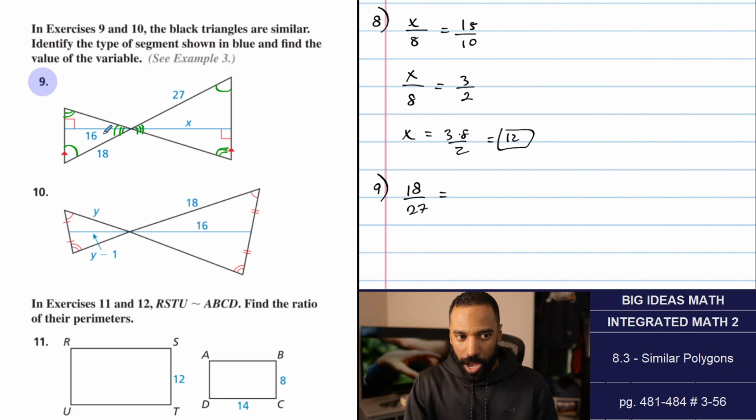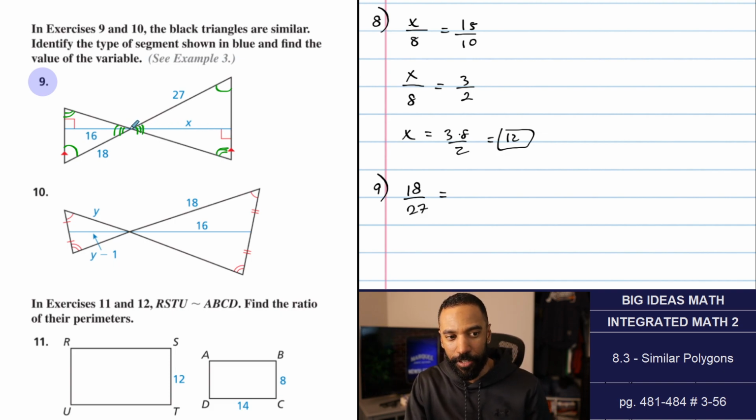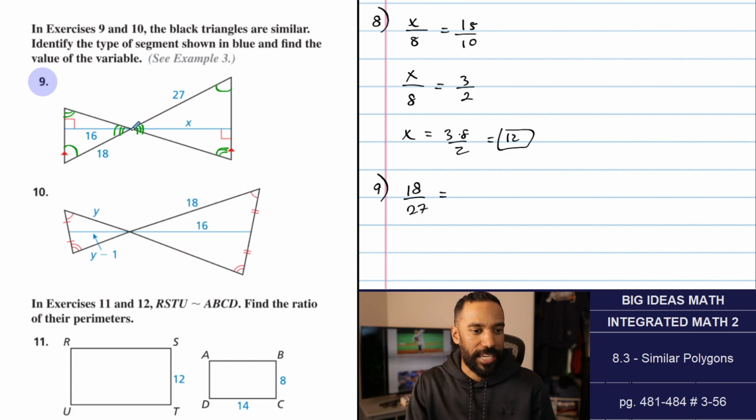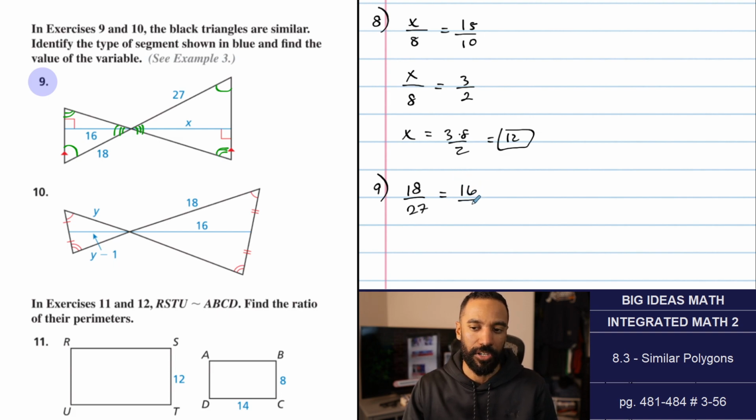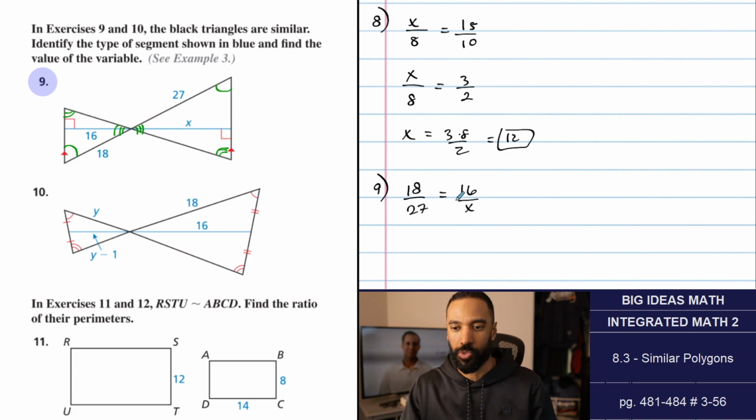Now, these are not lengths of sides, but they correspond because they are altitudes from this set of congruent angles to this set of corresponding sides. So the 16 would correspond with the x in the exact same way. And once again, they are called altitudes. They did ask you to identify the type of segment in blue, and that's what this one is.